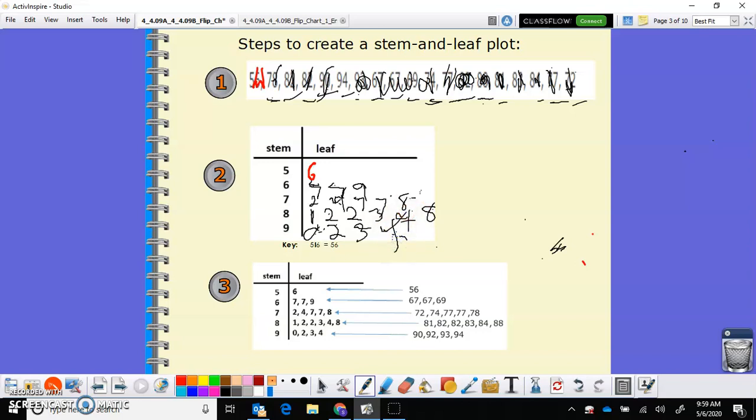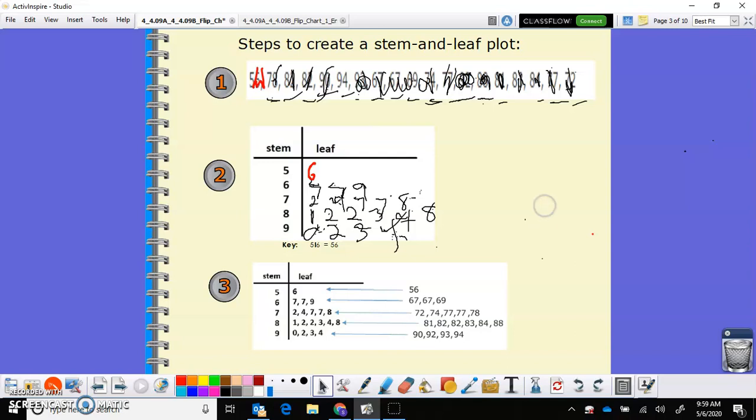Okay, so I know that looks like horrible chicken scratch, guys. I'm so sorry. But if you look at the bottom, you'll see that it should match my chicken scratch up there: we've got 6, 7, 7, 9, 2, 4, 7, 7, 8. With the 8s, I've got 1, 2, 2, 3, 4, 8, and then 0, 2, 3, 4.